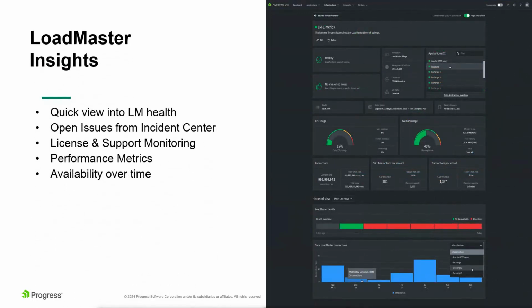Drilling even deeper into the health of the LoadMasters, here we'll see a snapshot of open incidents from the incident center, CPU and memory utilization, and traffic metrics such as transactions per second. We have a historical view of the LoadMaster health and total connections over the last 7 days. So lots of information to get that full picture of how things are running from a LoadMaster perspective.